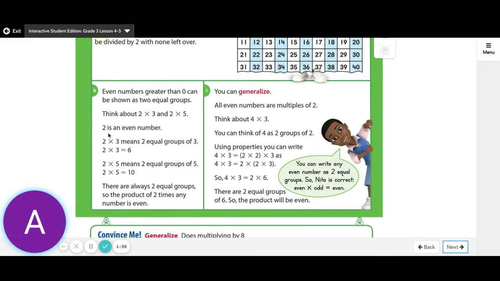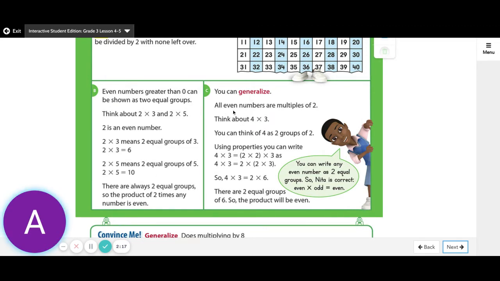We know 2 is an even number. 2 times 3 means 2 equal groups of 3. So 2 times 3 is 6. That would give us an even number of 6. 2 times 5 means 2 equal groups of 5. 2 times 5 would be 10, which would also give us an even number. So there are always 2 equal groups. So the product of 2 times any number is even.